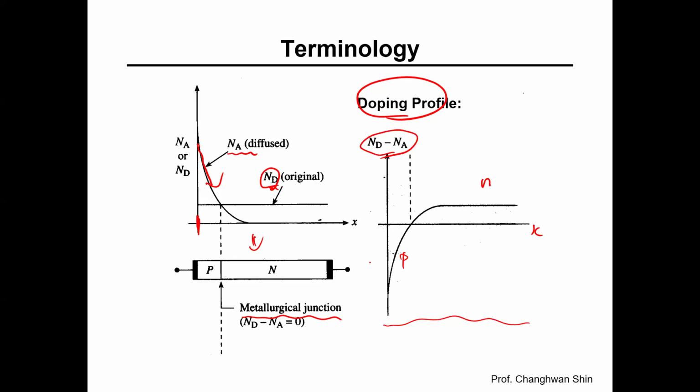This terminology is very crucial because the shape of this doping profile affects many electrical characteristics of the junction, including its junction capacitance, diffusion capacitance, breakdown voltage, and switching speed, I mean the transient characteristics. All right.